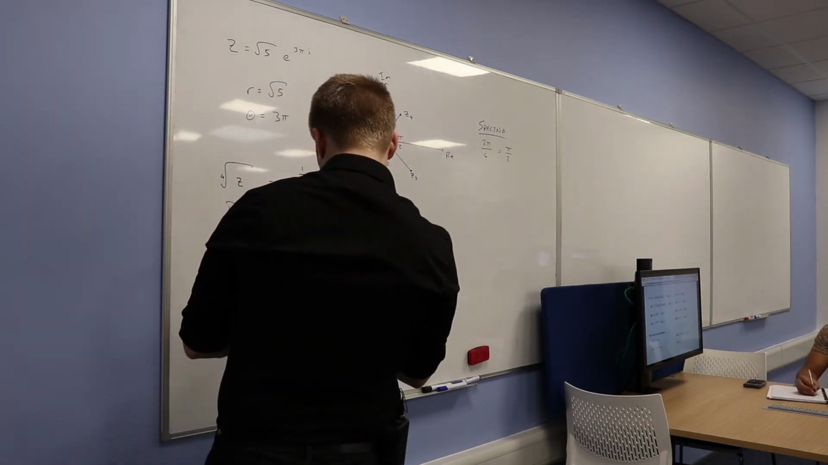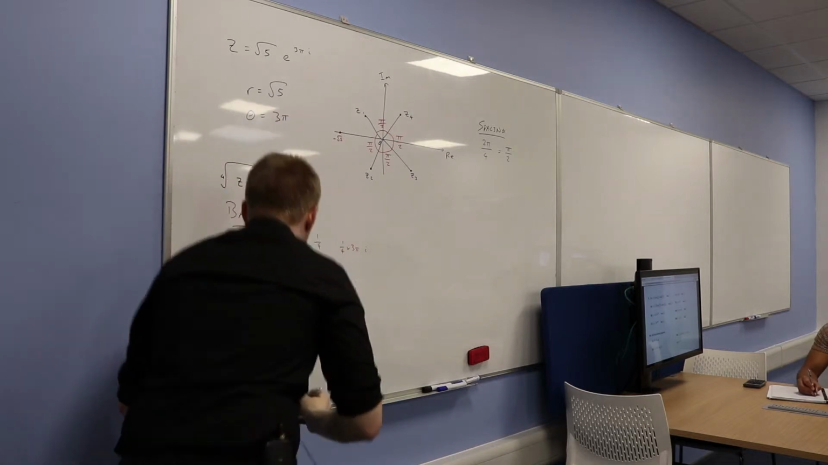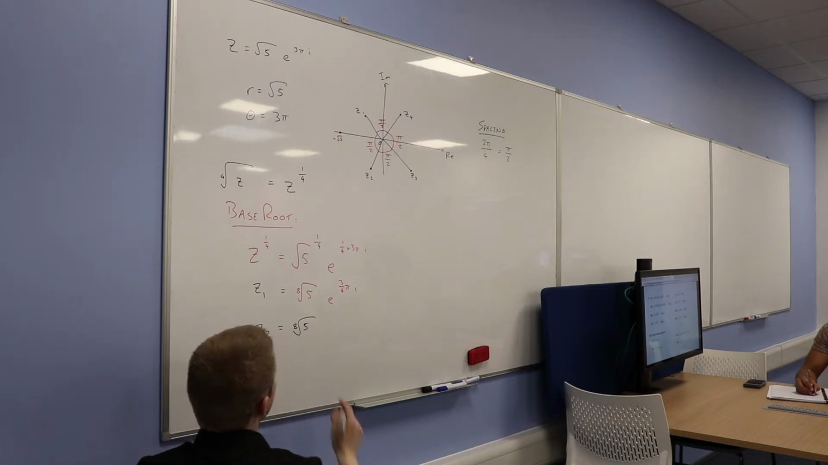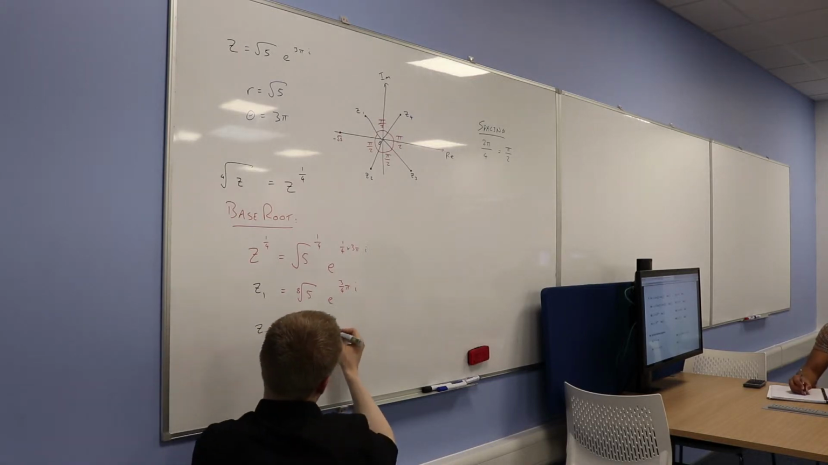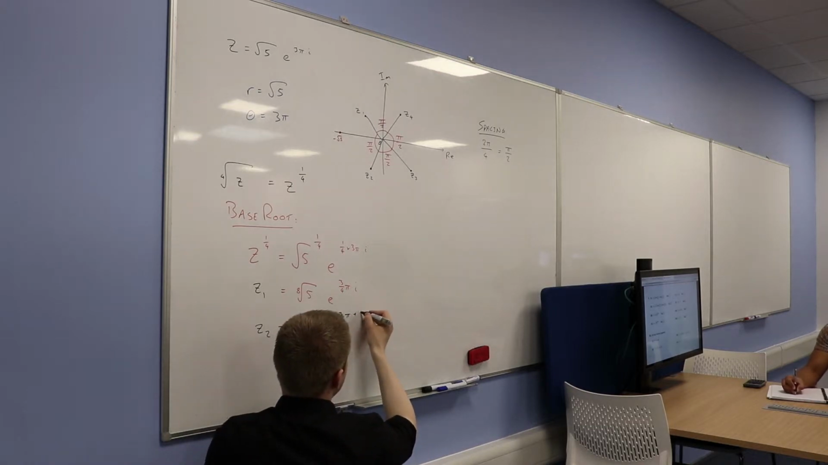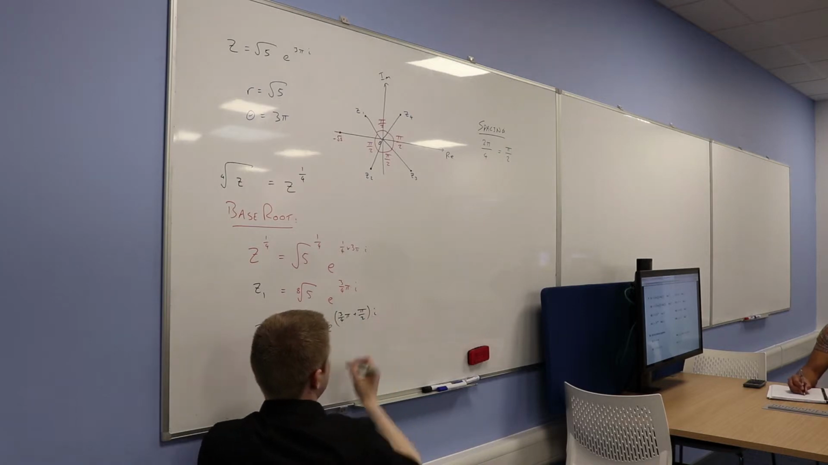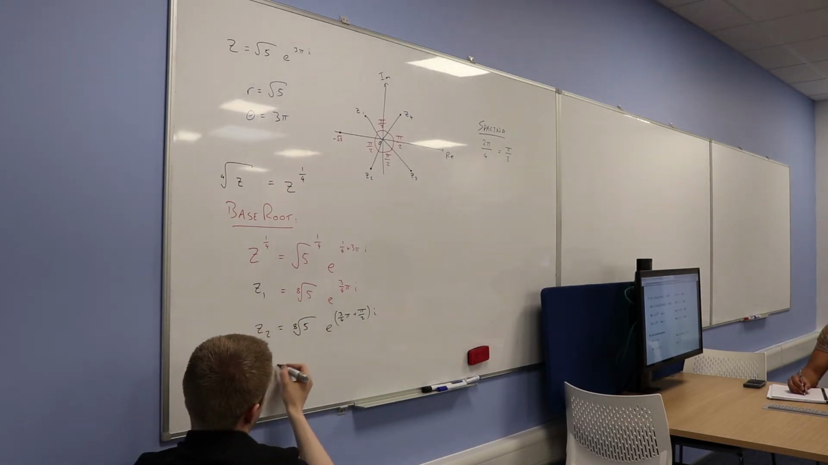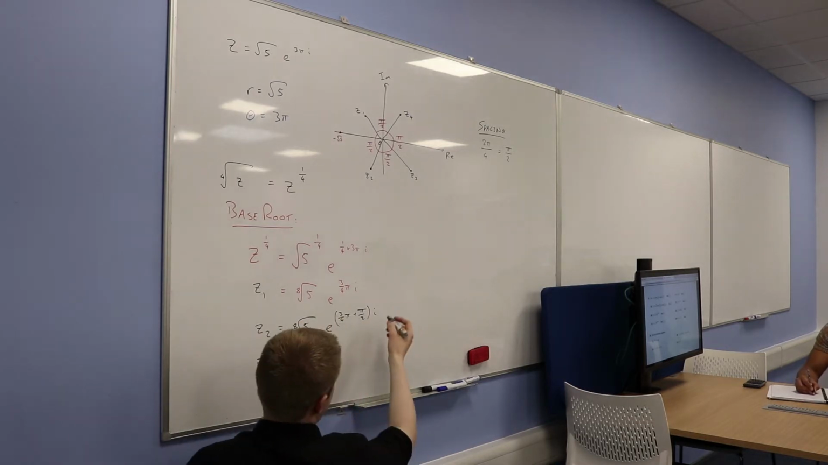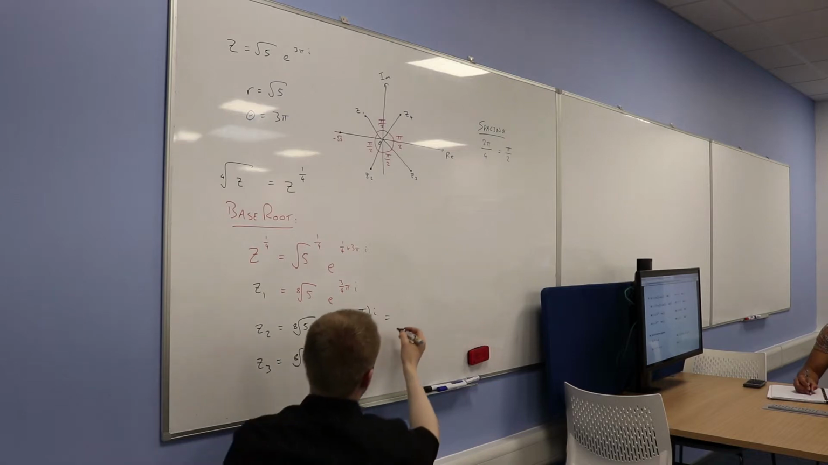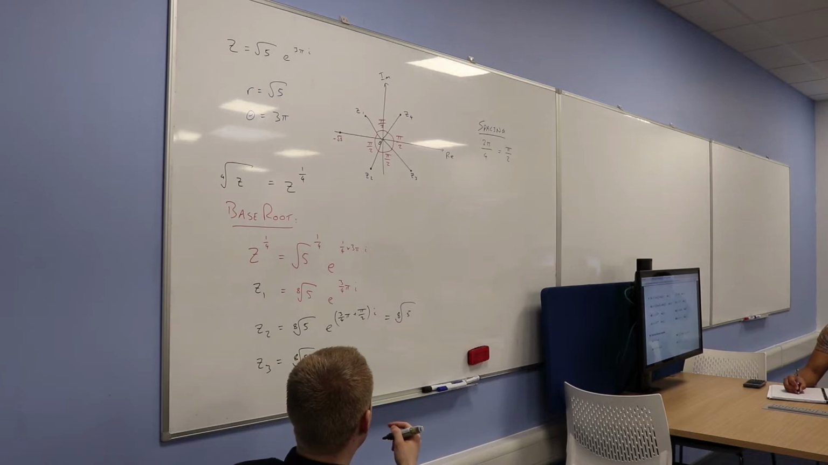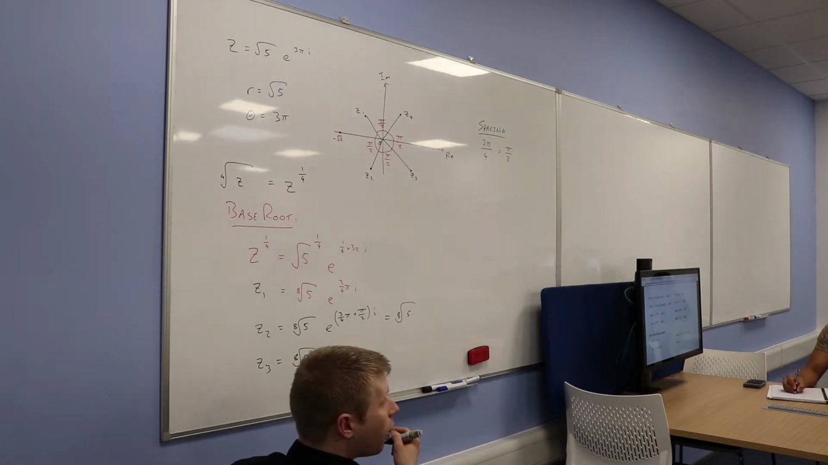So if that's Z1, then Z2 will be this, the 8th root of 5, it's still the same modulus. Then I take 3 pi by 4, and I add on pi by 2. And then Z3 will be the same kind of idea, so I take the 8th root of 5, e to the power of, okay, let's tidy this up slightly. So it'll still be the 8th root of 5. It'll be e to the power of 7 pi by 4, i.